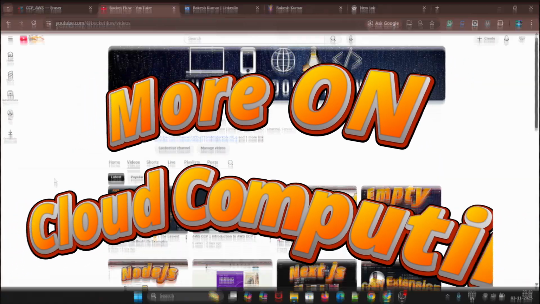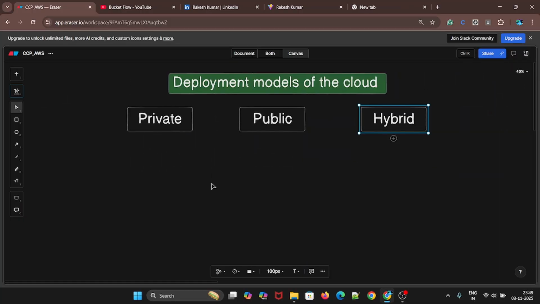And today we are going to learn about the deployment models of the cloud. We are going to go in depth on all these models of the cloud. So we have private, public, and hybrid.